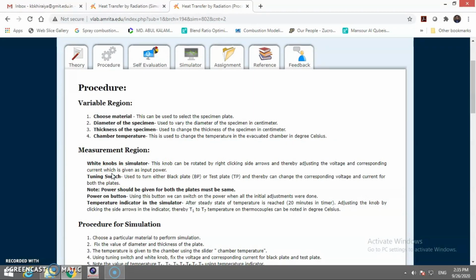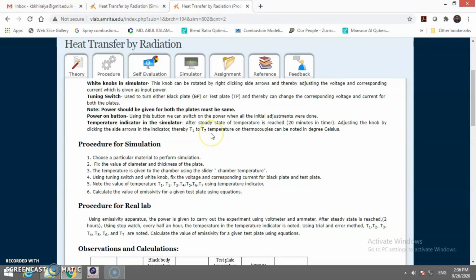Now for the measurement region, the white knob in the simulator is given to set the input power. The tuning switch is given to select either the black plate or the test plate. Here an important note is given: the power given to both plates must be the same. Then we can apply the formula that we previously discussed, that QB equals QP. Then the power turn on button and the temperature indicator are given in the simulator to read the temperatures from T1 to T7.